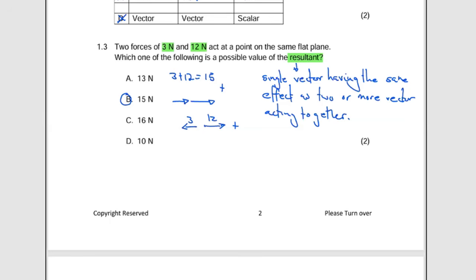If we choose right as positive, we say 12 minus 3, which gives a value of 9. So we do not have 9 there. The maximum value that we can get is 15, and the minimum value is maybe minus 3 plus 12, which is equivalent to 9. Those are the values we can get from these two vectors. Therefore, all the other options are incorrect. The only correct option is 15. Remember, we got it from the definition of a resultant, which is a single vector having the same effect as two or more vectors acting together.